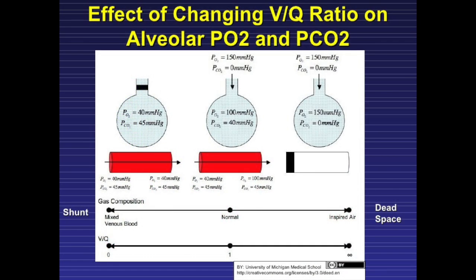The ventilation perfusion ratio. The adequacy of pulmonary gas exchange relies on the V/Q ratio, the ventilation perfusion ratio. The alveoli should receive the ideal amounts of blood and gas for gas exchange.